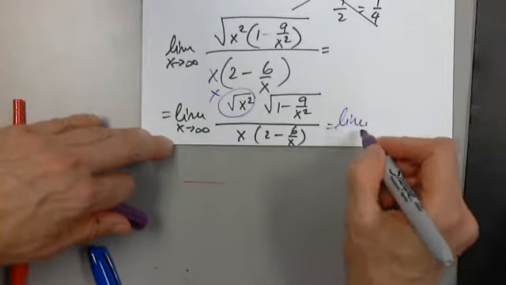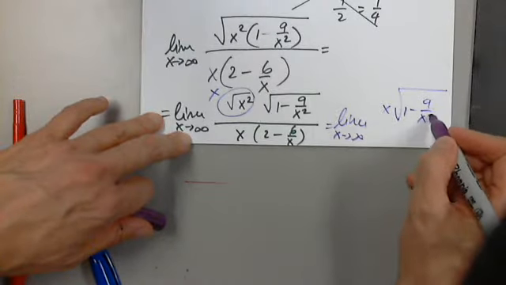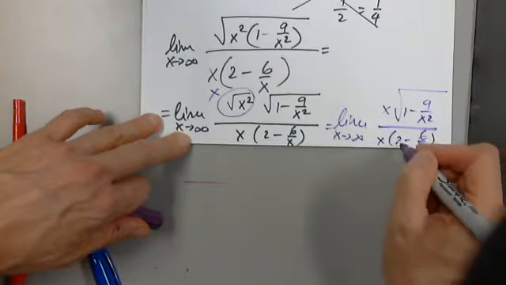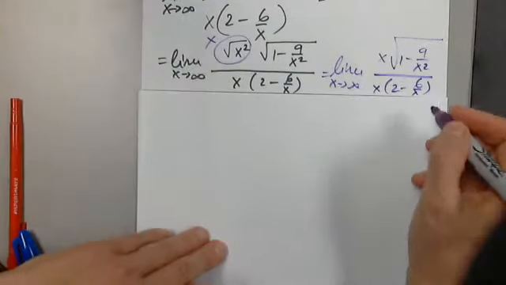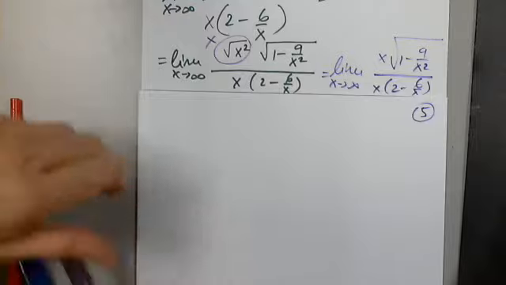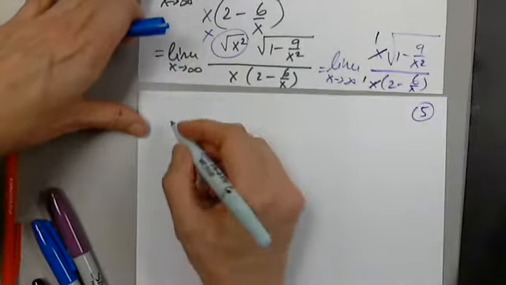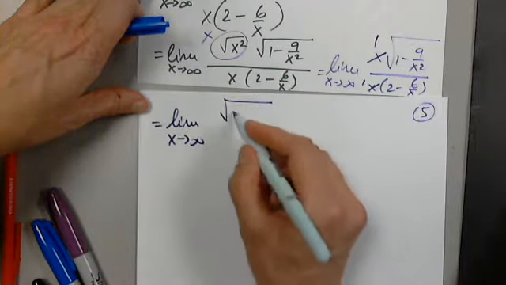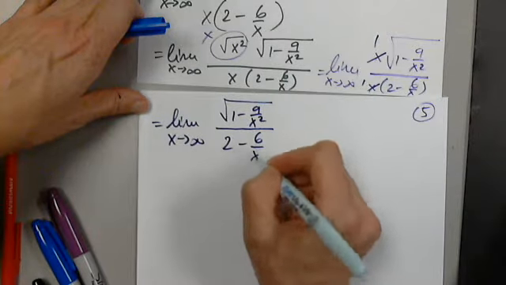So this is the limit as x approaches infinity of x times the square root of 1 minus 9 over x squared, divided by x times 2 minus 6 over x. Of course we are going to simplify this, and I have the limit as x approaches infinity of the square root of 1 minus 9 over x squared, and everything over 2 minus 6 over x.